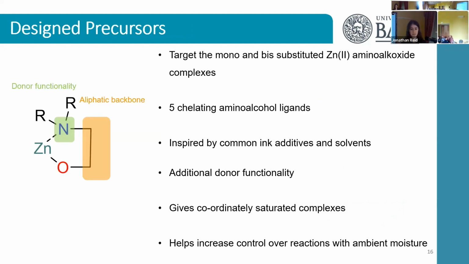The precursors that we designed were mono and bis substituted zinc-2 amino alkoxide complexes, and we looked at 5 different chelating amino alcohol ligands. These are inspired by common ink additives and solvents, but another reason we used them was because they have additional donor functionality at the nitrogen, so you can get coordinately saturated complexes, and this helps increase the control over reactions with ambient moisture, which is an important part of our process.